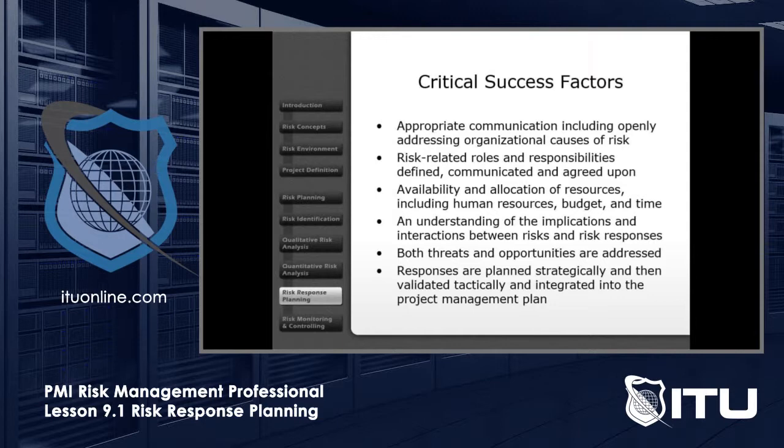Availability and allocation of resources for these risk responses can include human resources, the people to actually carry out the response, the budget, and the time. That all needs to be factored in on these approved responses. We want to have an understanding of the implications between the risks and the risk responses. What are the interactions going to be? What are the implications? Will there be secondary risks? Will there be residual risks? We want to make sure that both threats and opportunities are addressed.